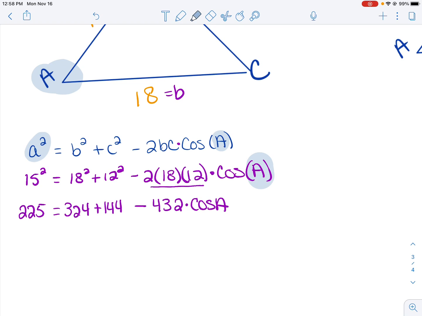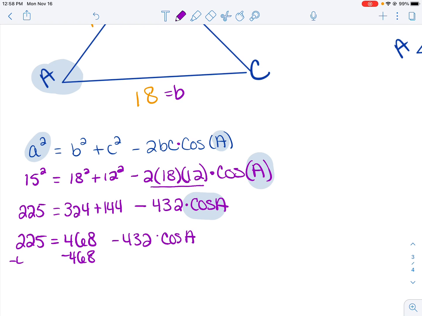All right. Now we're trying to isolate this whole thing. Remember, cosine of A is stuck together. And you can't take 324 plus 144 and subtract 432 because it's connected here with that multiplication, right? So what we have to do is combine like terms and see if we can isolate the cosine of A, that piece that I highlighted. So first I'm going to do 324 plus 144, and that gives me 468. So I have 225 equals 468 minus 432 times the cosine of A.